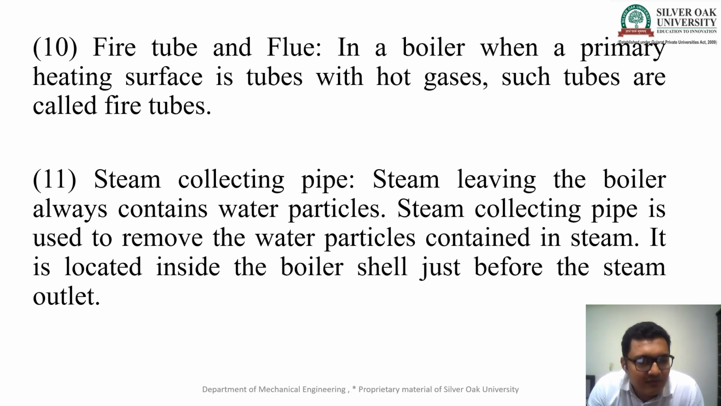And the last one, the 11th, is the steam collecting pipe. Steam leaving the boiler always contains water particles. So what does the steam collecting pipe do? The water particles present inside the steam are separated from the steam, and only steam goes outside the boiler. The steam collecting pipe is used to remove the water particles contained in the steam, and it is located inside the boiler shell just before the steam outlet.